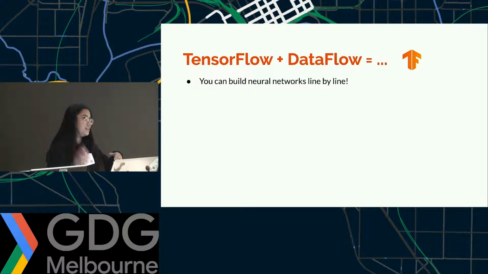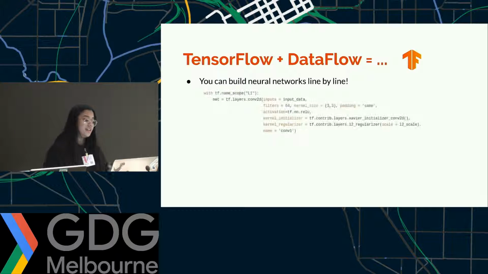But why is that particularly relevant, and why is that powerful? Why is that type of idea powerful? Because when you combine TensorFlow with the DataFlow paradigm, you can do really incredible things like building neural networks line by line. And this is just an example of one layer of code that I wrote to create the CNN, or a convolutional neural network.